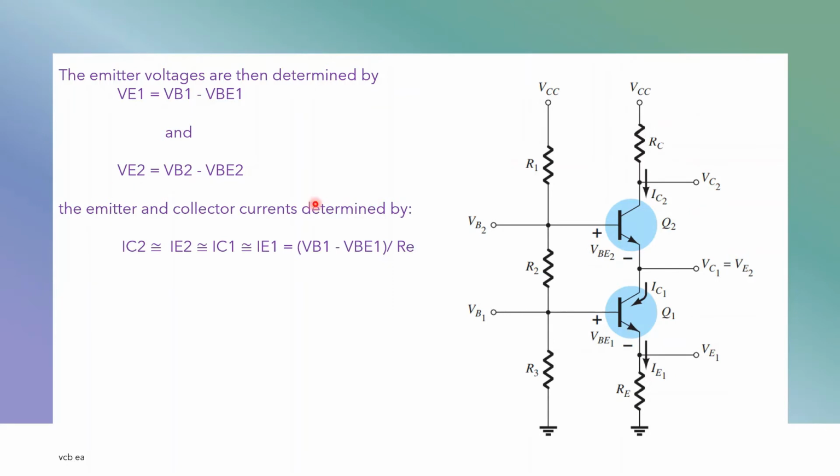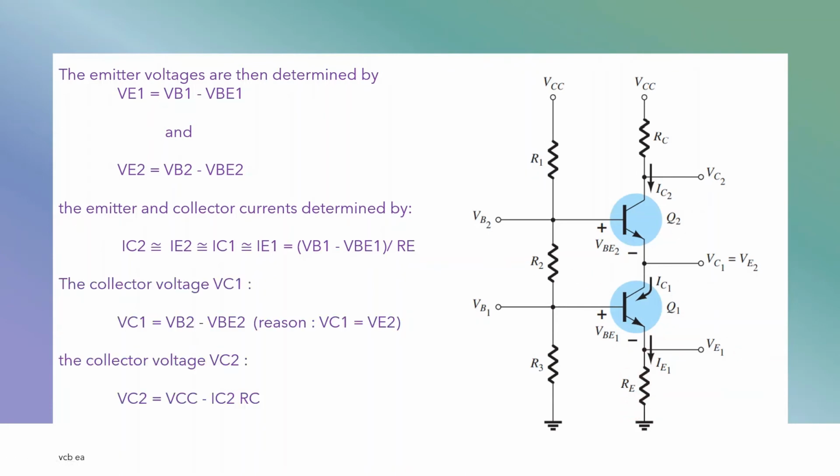The emitter and collector currents are determined by this equation. As the beta value is very large compared to 1, we can assume that beta plus 1 is nearly equal to beta. So, by that assumption, all the four quantities IC2, IE2, IC1 and IE1 are nearly equal. To determine IE1, IE1 is the current flowing in this direction. So, we can determine IE1 by VB1 minus VBE1 divided by the respective emitter resistance.